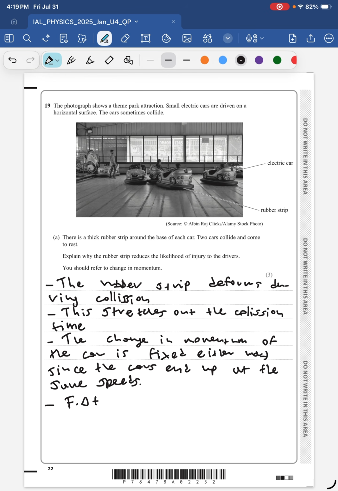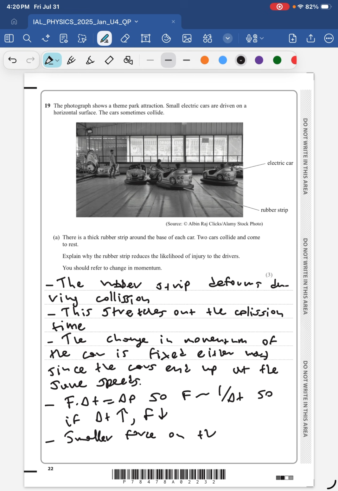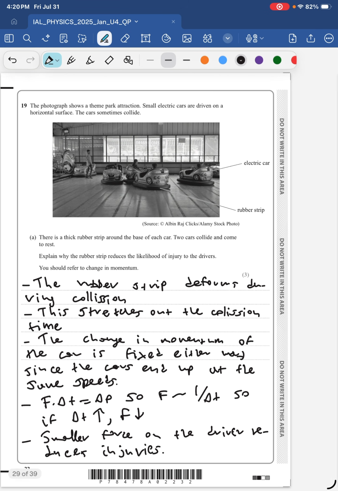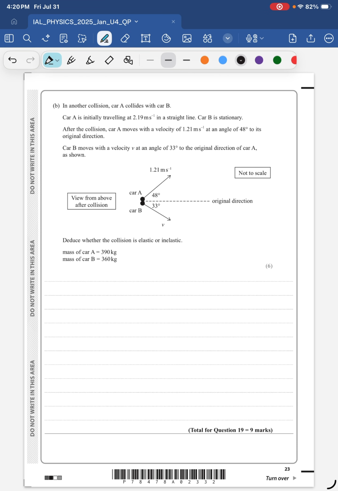But F times delta T is delta P, so F is proportional to 1 over delta T. So if delta T increases, F decreases. So a smaller force on the driver reduces injuries. So that's a complete answer, I think. Let's move on to the second part of this question, B.